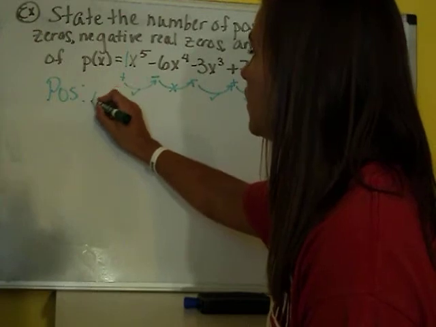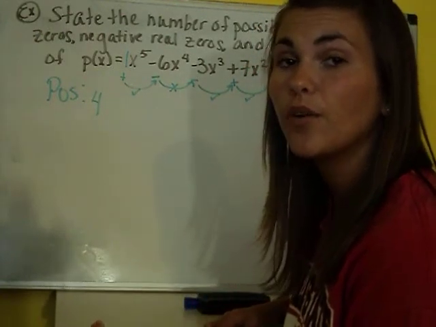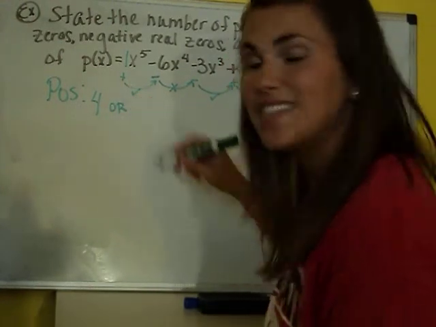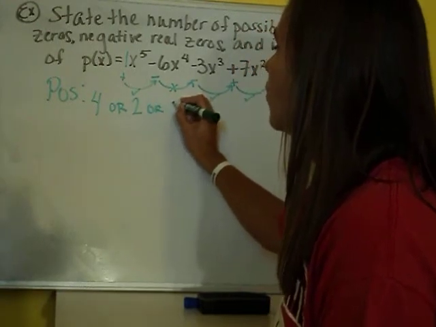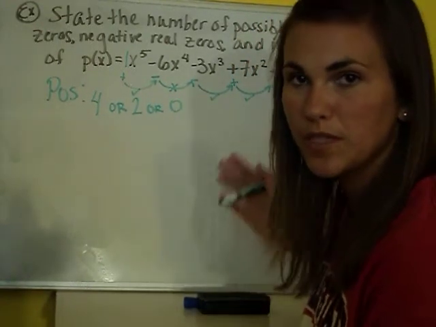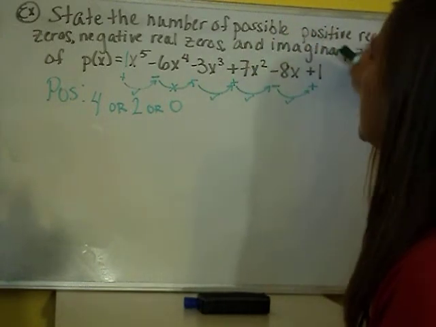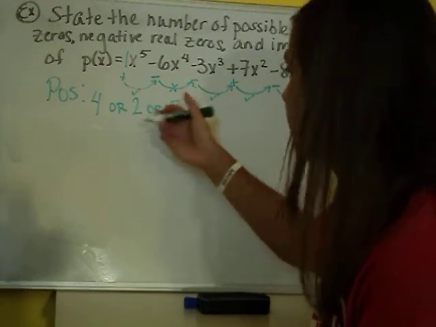So how many sign changes do we have? We have 4. Which means that we're either going to have 4 real zeros, or, descending by an even number, we're going to have 4 or 2 or 0. We can't have any negative roots, so we stop at 0. So the number of possible positive real zeros is 4 or 2 or 0.